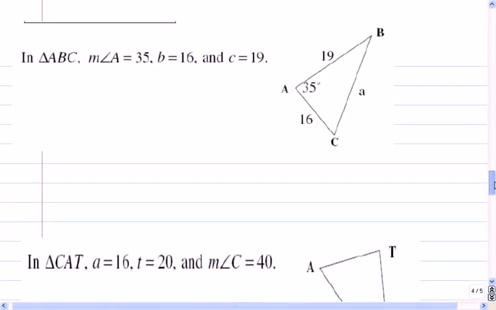Okay, so let's try the first one here. Triangle ABC, the measure of angle A is 35 degrees, and side B is 16, side C is 19. So basically everything here has been set up for us.